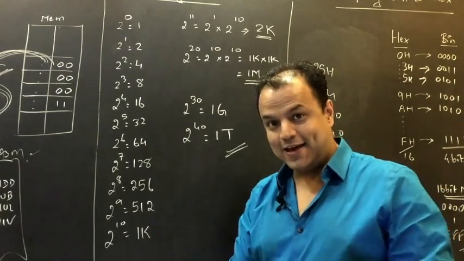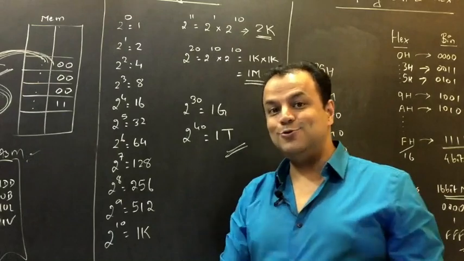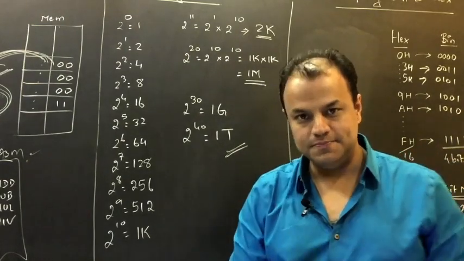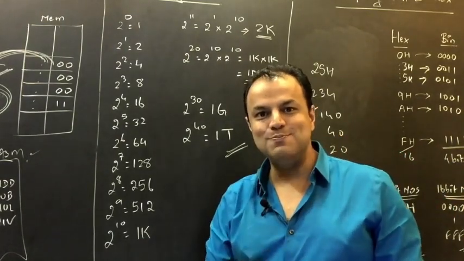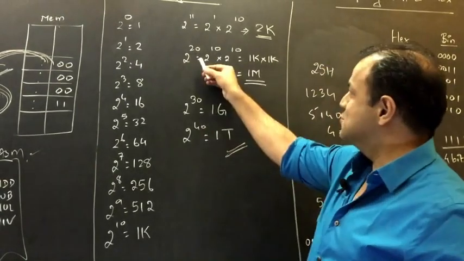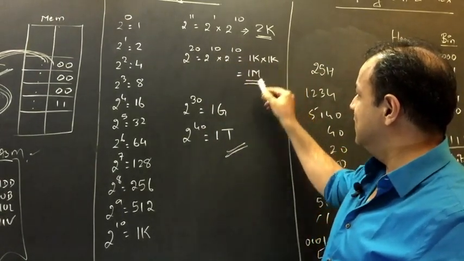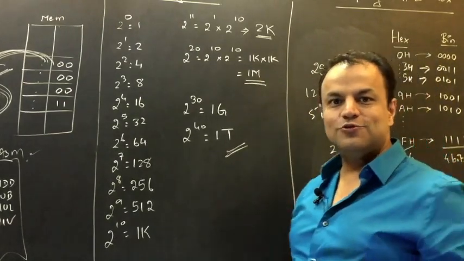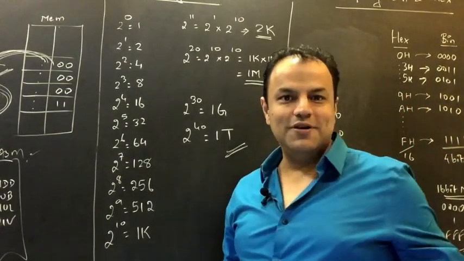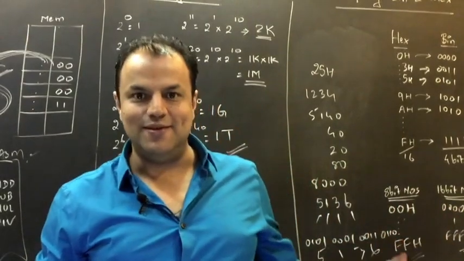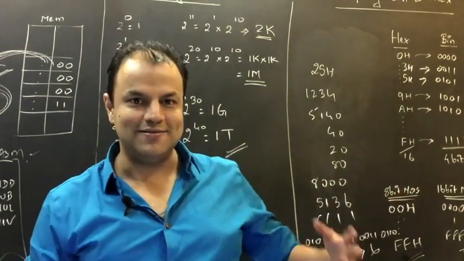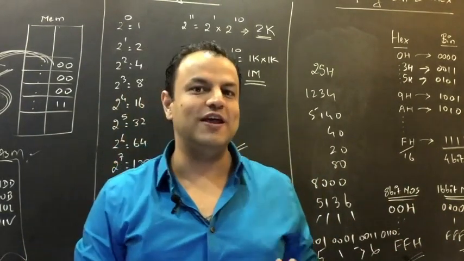1K. A kilo into a kilo is a mega. 1000 into 1000 becomes million. So 2 raised to 20 is 2 raised to 10 into 2 raised to 10, that is a kilo multiplied by a kilo, that is a mega. So 2 raised to 20 is 1 M. You ever hear 1 megapixel or 1 megabyte? Understand, in our subject that simply means 2 raised to 20.